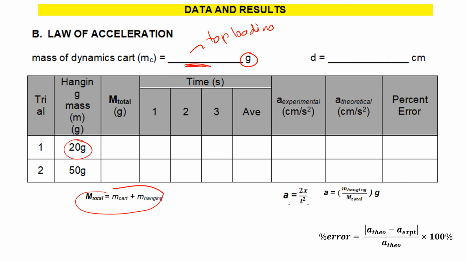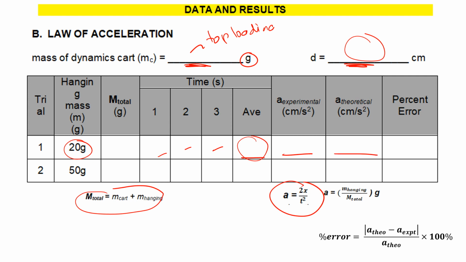Then we need to perform the experiment 3 times: first trial, second trial, third trial. We measure the time, then get the sum divided by 3 to compute the average time. Let's compute the experimental value of acceleration. The formula is 2 multiplied by the distance, whatever the value here, divided by the square of the average time.